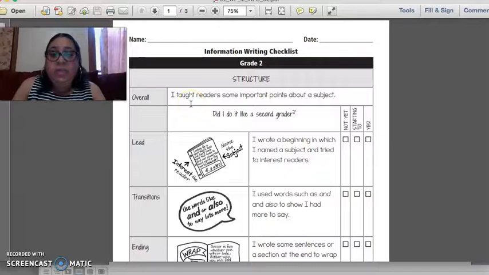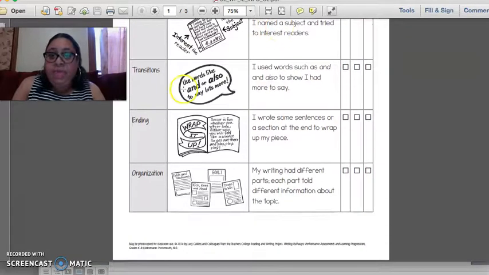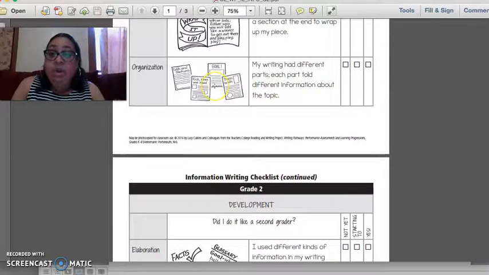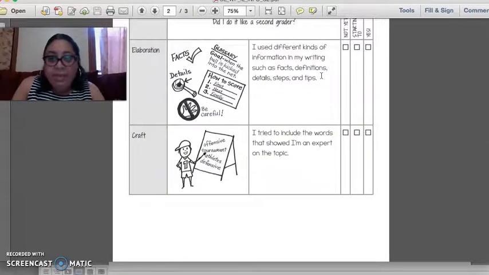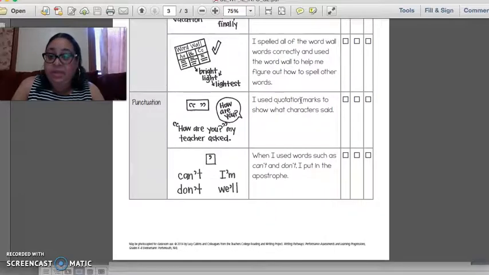We always have to make sure that we're teaching a topic. So this week we're teaching, but we're using question answer structure to do our teaching. We have to make sure that we have a lead, our introduction. We have to make sure that we have transition words like and, also. We definitely have to make sure we have an ending, and we have to make sure our organization is good. We have to have different parts or different chapters and subtopics in our writing. We always have to elaborate. We have to find ways to teach more with facts or definitions or details or steps or tips. Use teaching vocabulary. Make sure your spelling is correct and your punctuation is correct.